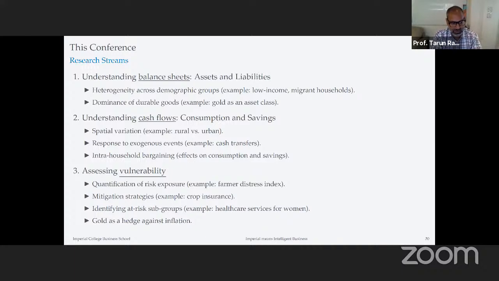And then finally, the third theme is the theme that we've talked about a little bit during the course of this talk, which is assessing vulnerability, quantifying risk exposure. So there was a farmer risk index or a distress index that I saw, mitigation strategies, so crop insurance, obviously, identifying at-risk subgroups, such as looking at healthcare services for women, and of course, gold as a hedge against inflation, which is a looming risk that we have.